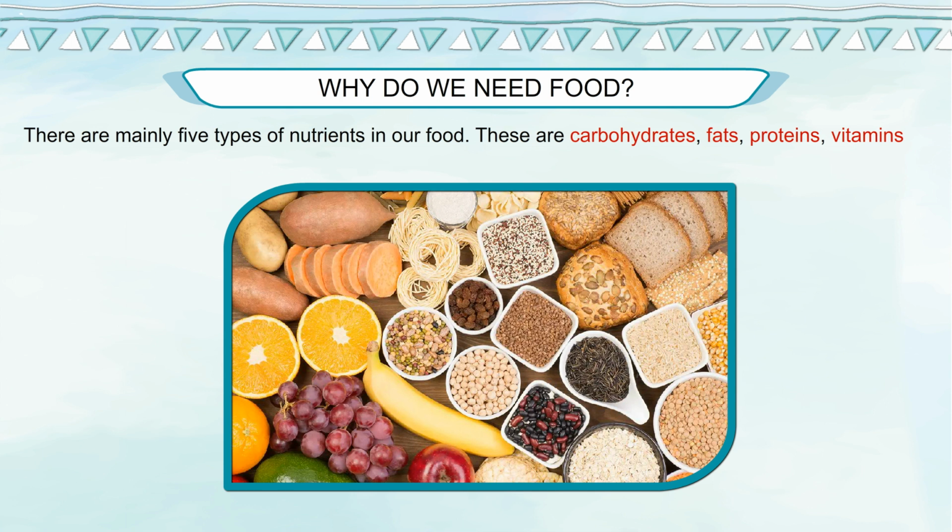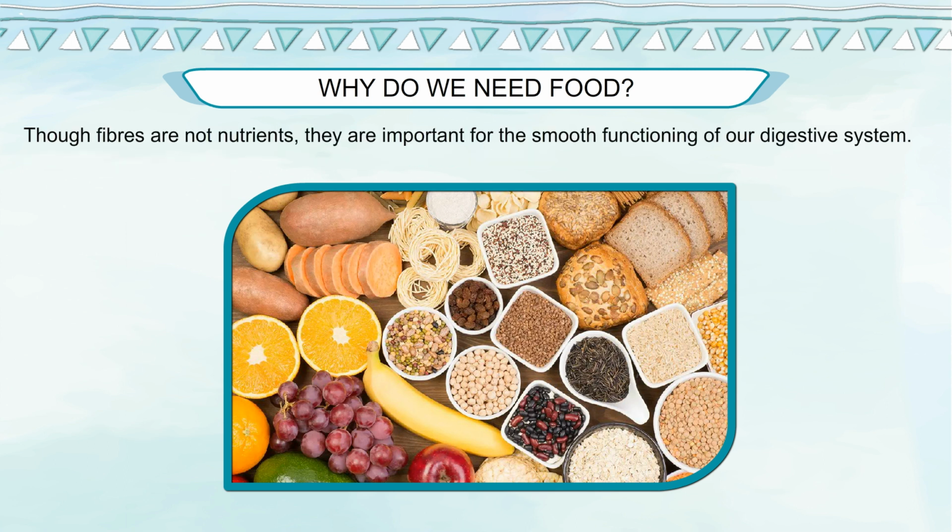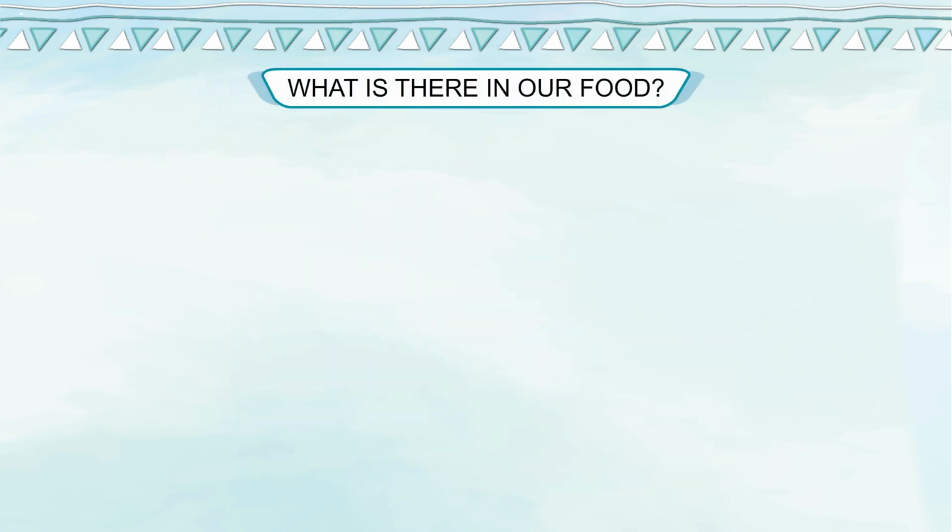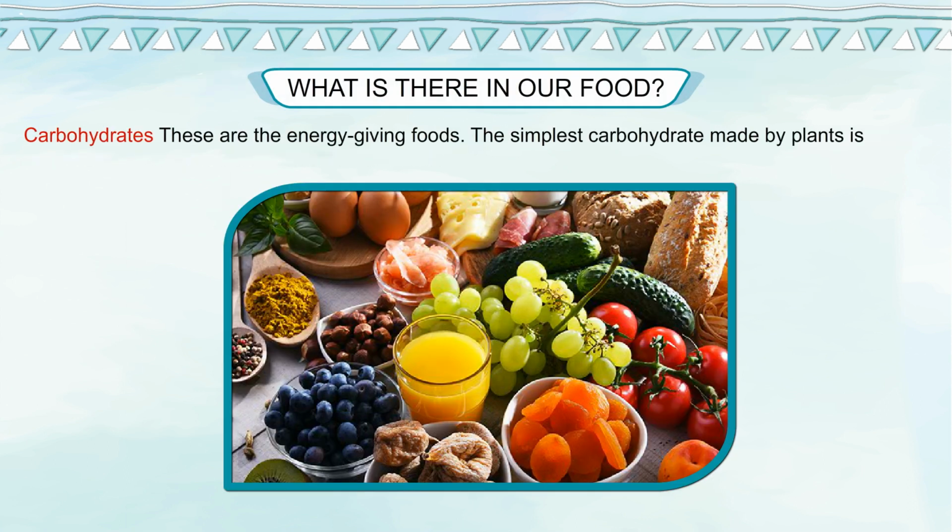These are carbohydrates, fats, proteins, vitamins, and minerals. In addition to these, we need fibers and water. Though fibers are not nutrients, they are important for the smooth functioning of our digestive system. Let us examine these components of food in detail. What is there in our food?